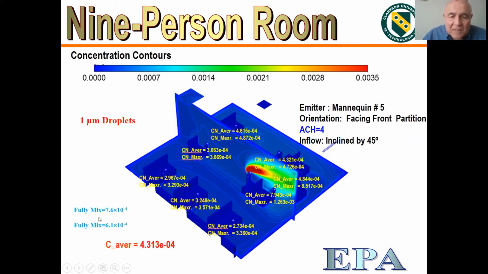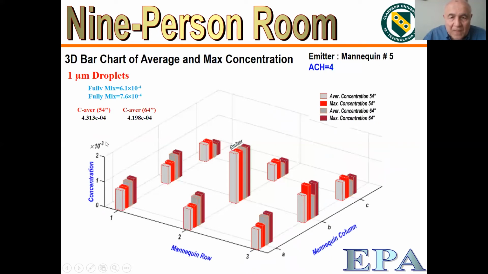And these are the fully mixed estimate shown here. Again, fully mixed gives you the overall average, but the exposure varies significantly in the room. Here is a bar chart showing this is the emitter in the middle. Again, we cut this to 10 to the minus 3. Otherwise, if this really should be 1, then we don't see anything. So this is 10 to the minus 3 scale.